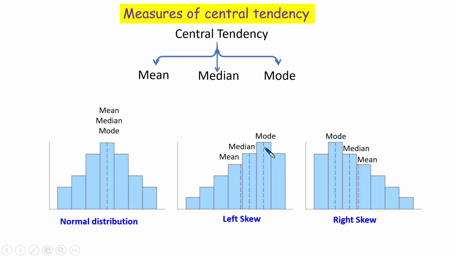And if you have a left skewed histogram, then the mode will be here, the median will be less than the mode, and the mean will be less than the median. This is how general the tendencies are. That's why it is called central tendency. And if it is right skewed, the mode will be here, the median will be higher than the mode, and the mean will be higher than the median.